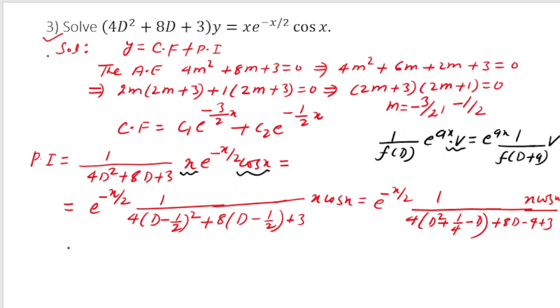Okay, continuing here, I will get e to the power minus x by 2, and let us do the simplification. You can see I will get 4D square, and 4 into 1 by 4 I will get 1, and here we have minus 4 and plus 3, so 1 plus 3 and minus 4 will cancel. From this I will get 4 into minus D, that is minus 4D, and plus 8D. So what I will get is plus 4D, and that we have to operate on x cos x.